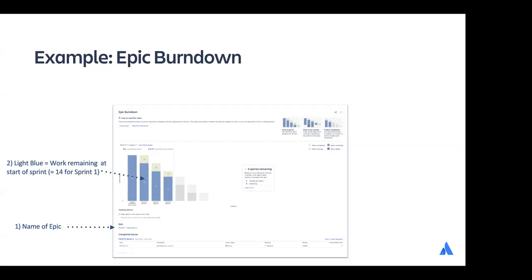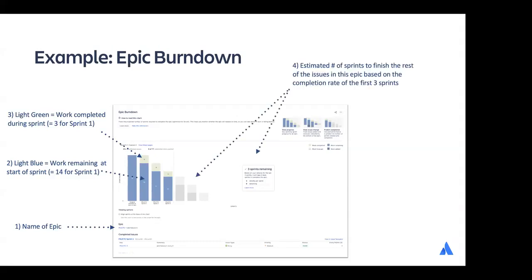Okay. So, whoops, oh gosh, I wasn't advancing that again. I'm so sorry. Okay, let's take that back so you could see it better. Light blue is work remaining at the start of the sprint. Then the light green is work completed during the sprint that you could see here. Then here is the estimated number of sprints to finish the rest of the issues in the epic based on the completion rate of the first 3 sprints. So apologies for that. And then the table on the bottom.